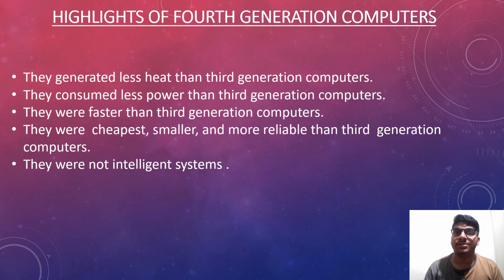Then highlights of fourth generation computers. They generated less heat than third generation computers. They consumed less power than third generation computers. They were faster than third generation computers. They were cheaper, smaller, and more reliable than third generation computers, and they were not intelligent systems to perform high-level programming languages like Python and Java.